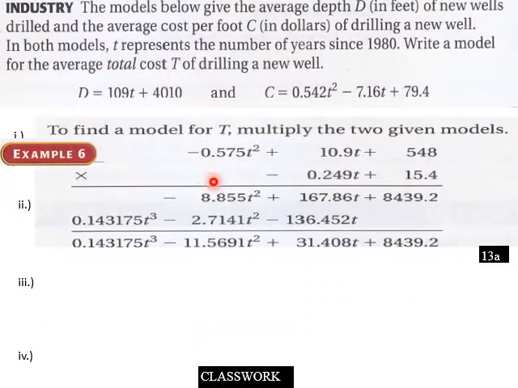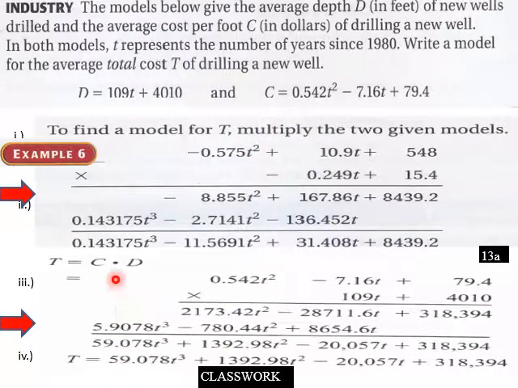So here's our situation here. To find a model for T, multiply the two given models together. So this is the depth times the cost per depth. And then we get this situation, 15 times 4, and we multiply out here. This is your first line here. And then our second line is created by multiplying by this. And then that would be this line of figures here. Then we combine like terms here.